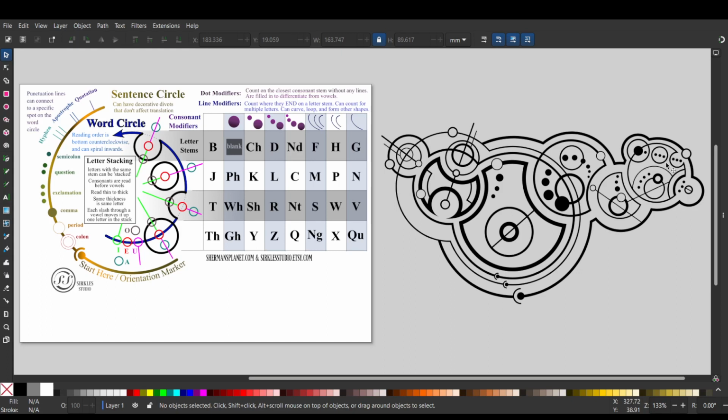C-O-W-A-R-D-L-Y, cowardly. And D and L are 3 dot letters. This is deep divot, this is circle inside the word circle, and the Y has 2 dots on a circle inside the word circle, so right here. And then this is the period. It's on our sentence circle.